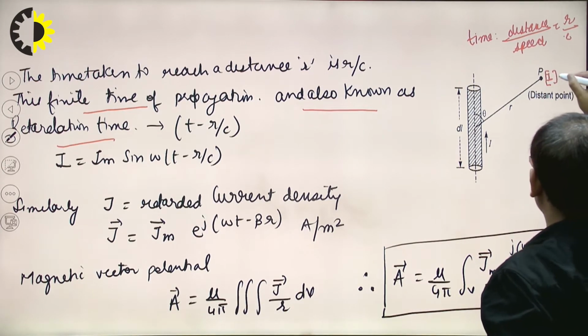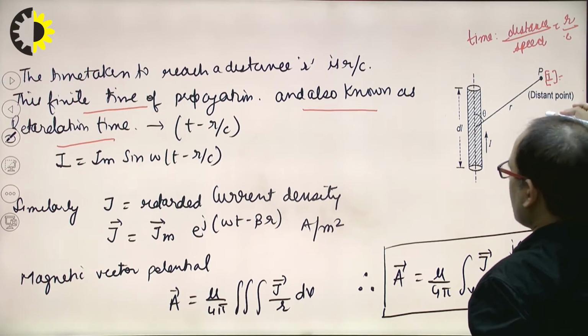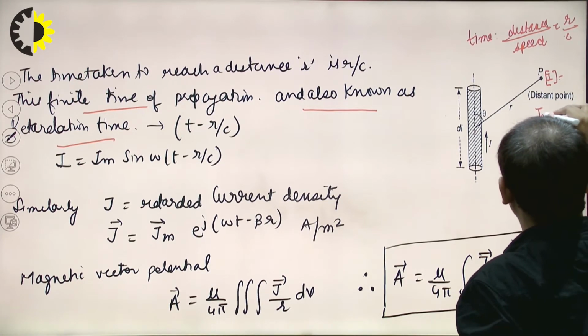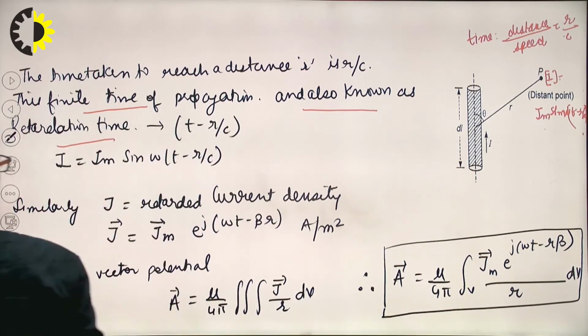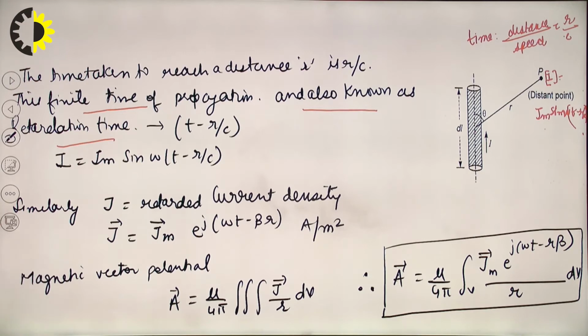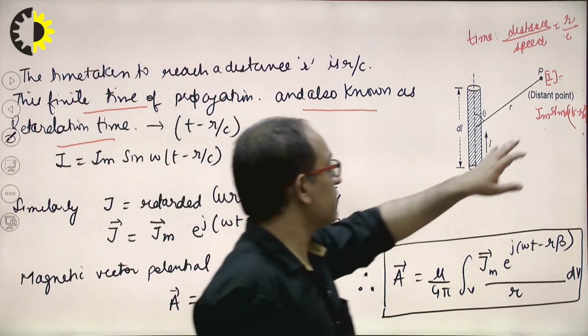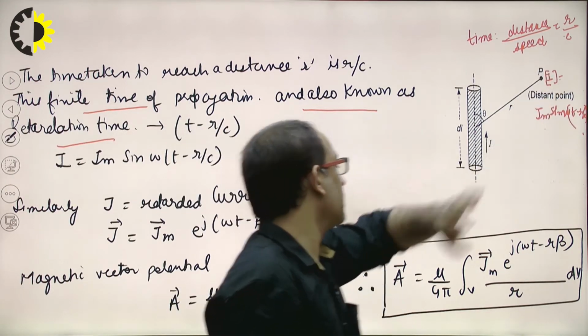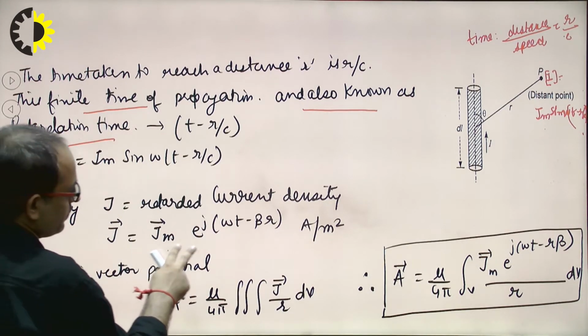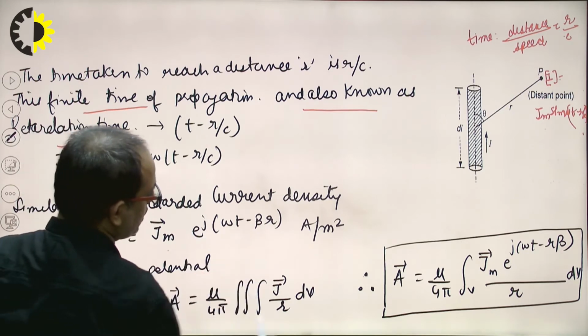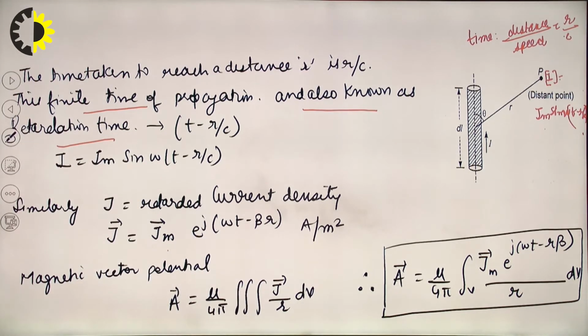Then the retarded current which is reaching at this point will be equal to what? I equal to Im sin omega t minus r by c. Similarly, the current density at point P will be J vector equal to Jm e to the power j omega t minus beta r.